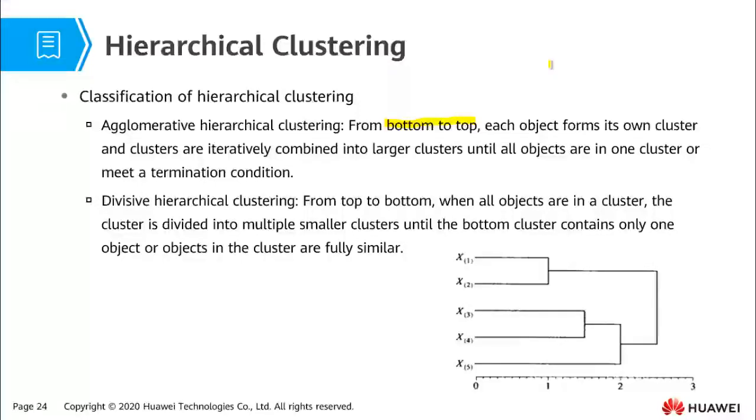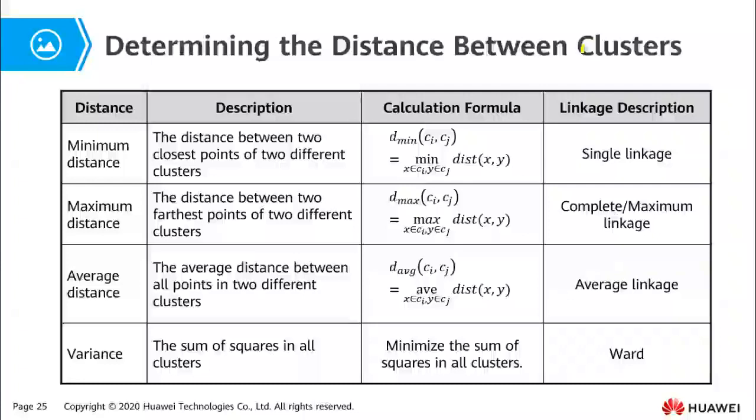In top-down clustering, all samples are grouped into a cluster at the beginning, and the cluster is divided into a smaller cluster in each iteration until each sample is in a separate cluster. In hierarchical clustering, the distance between 2 clusters can be divided into minimum distance, maximum distance, average distance, and variance.